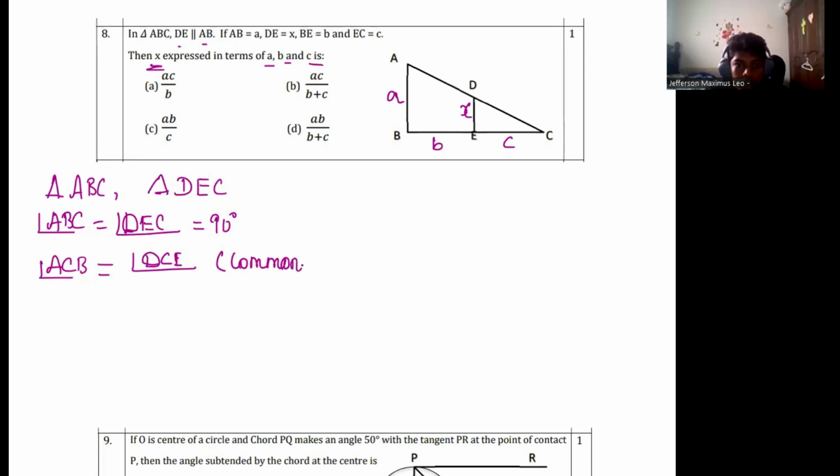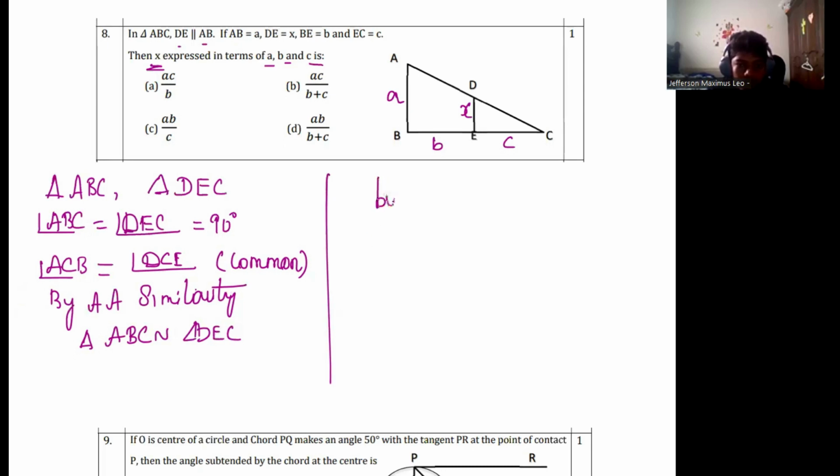Then by AA similarity, triangle ABC is similar to triangle DEC. By CPST, corresponding sides are in the same ratio. That is AB by DE, BC by EC, AC by DC.